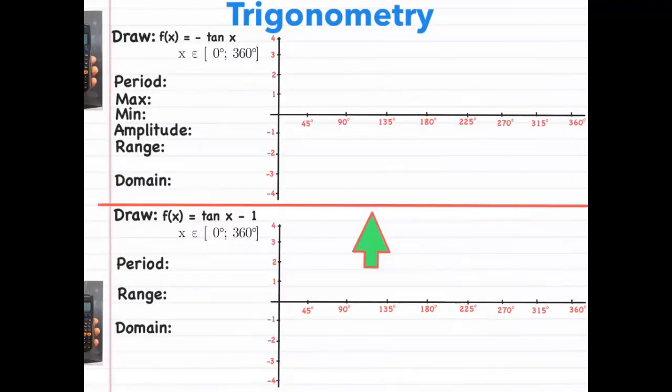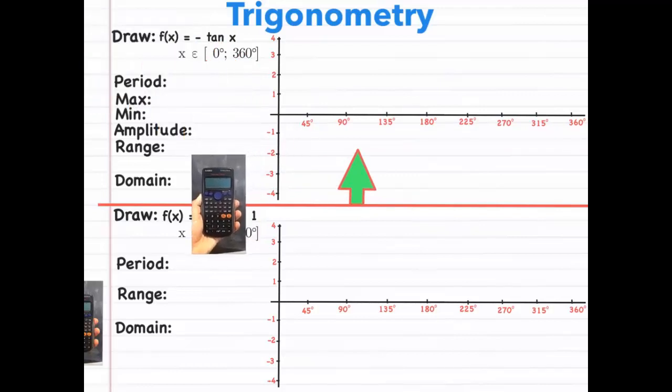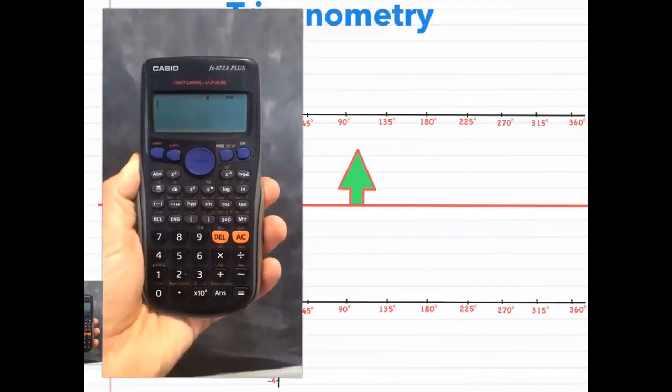Now here are 2 more examples that we are going to try and draw just to get used to the tangent function. And our first one is minus tangent x for the domain 0 degrees to 360. Okay, so basically the tangent function will complete itself twice in that domain because the period is 180.